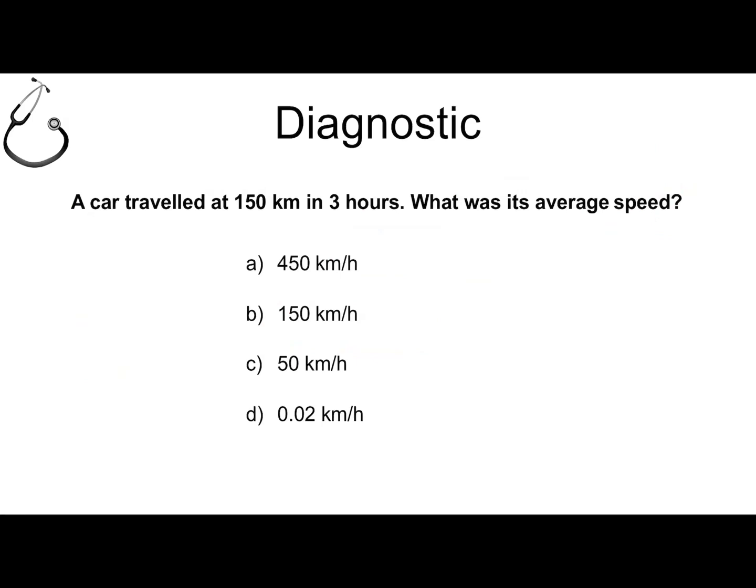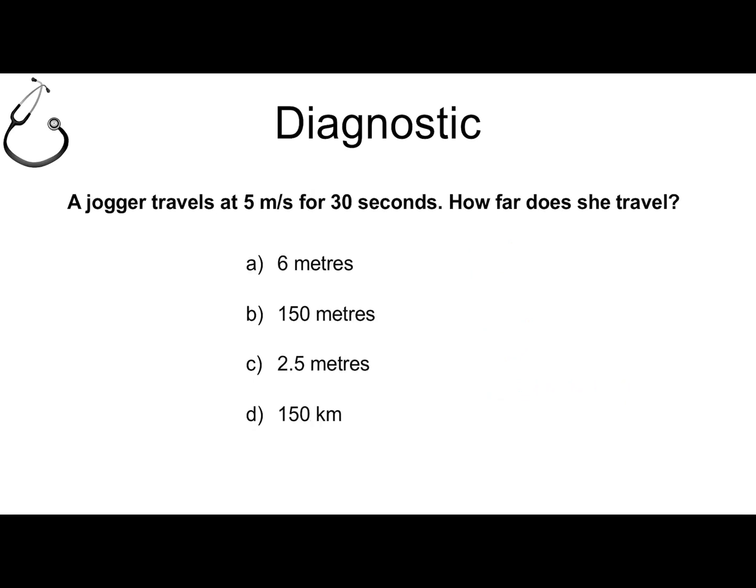Okay. Now, a car travelled 150 kilometres in 3 hours. What was its average speed? Very easy. Speed equals distance over time. Speed equals a distance of 150 over time of 3. So it'd be 50 kilometres per hour. Nothing too complex about that.